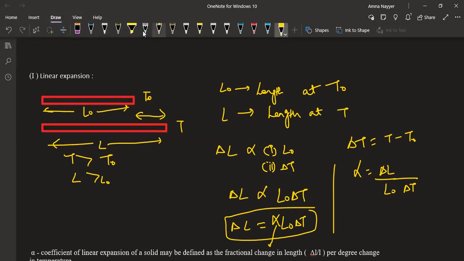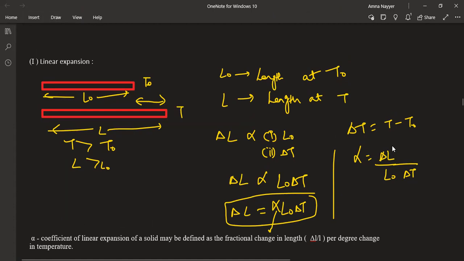From this formula, look here. Delta L by L naught. What is meant by this? Delta L by L naught, this is the fractional change in length. So how can you define alpha? Alpha is mainly the fractional change in length per degree change in temperature.